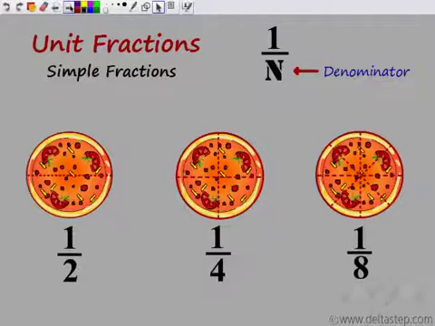Now the idea was simple: dividing a unit, that is one unit, into some number of equal parts. So dividing 1, this one unit, into 2 parts. Dividing this one unit into 4 parts: 1, 2, 3, 4. Again, dividing this one unit into 8 equal parts: 1, 2, 3, 4, 5, 6, 7, 8. So that is how the idea of unit fractions came about.